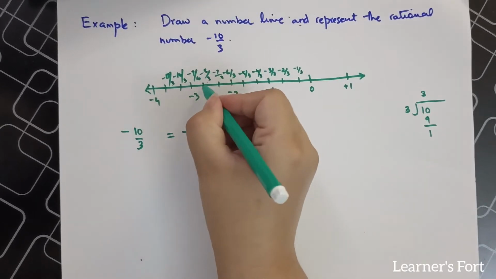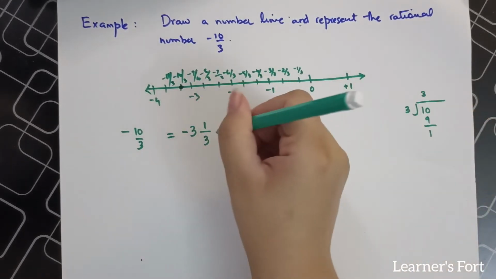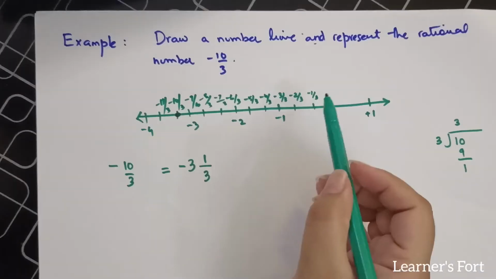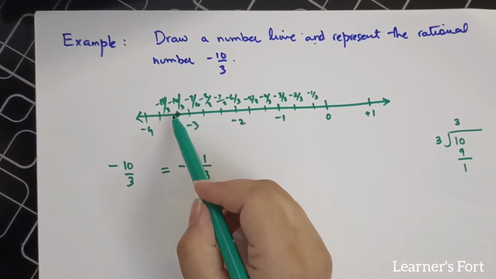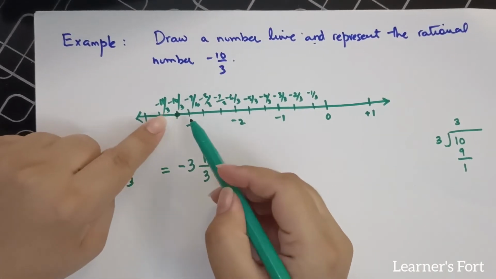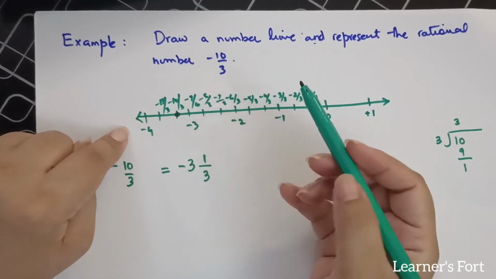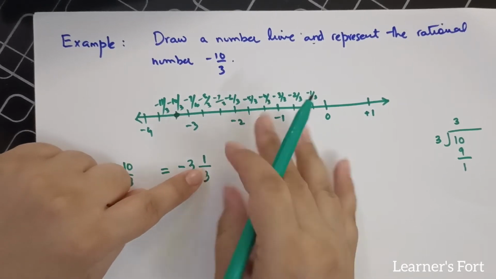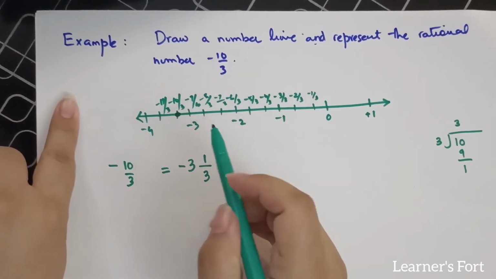So you know that the number minus 10 upon 3 lies at this point, right? Because it's minus 3 and 1 upon 3. So minus 3, 1 upon 3 lies over here. Like minus 3 is here plus the 1 upon 3, because you're going towards the minus 4 side, okay? So you're moving towards the left hand side. So the number is getting bigger on this side, so it's going towards minus 4. So it's going to lie here.